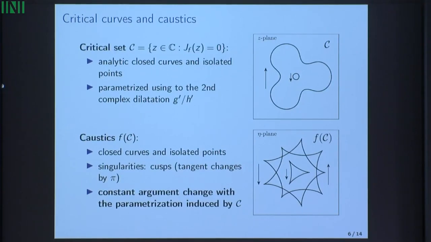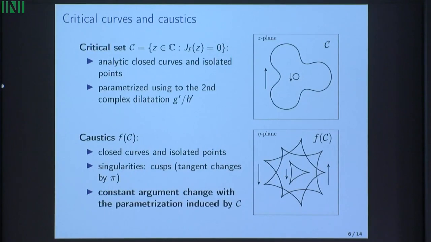And then we come to the caustics. These are mainly the images of the critical curves. One can argue they are the curves of critical values. These again have isolated points, which we also ignore, and consist of closed curves, not analytic anymore. So we have these points where the tangent changes by pi, so these cusps.